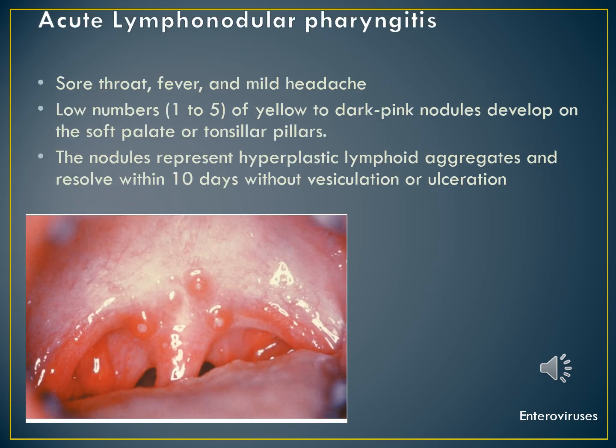Acute lymphonodular pharyngitis is seen in enterovirus infection. It is characterized by sore throat, fever, and mild headache, which may last from 4 to 14 days. Low numbers, 1 to 5 or so, of yellow to dark pink nodules develop on the soft palate or tonsillar pillars. The nodules represent hyperplastic lymphoid aggregates and resolve within 10 days without vesiculation or ulceration.